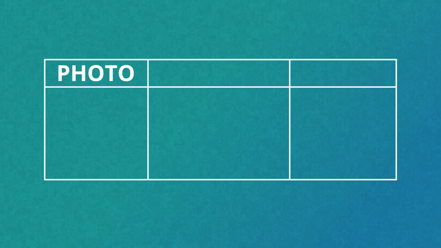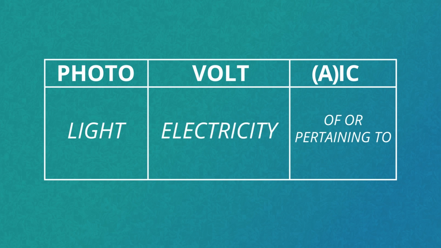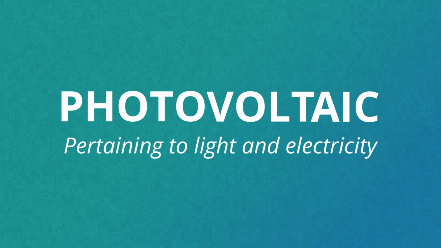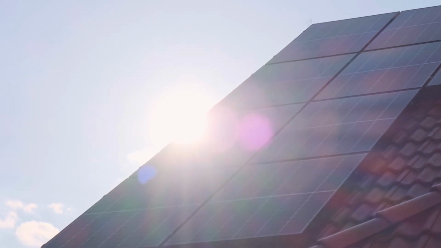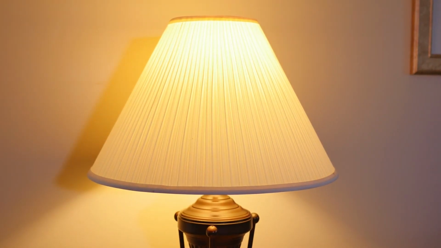Let's break that word down just a little bit. Photo is a prefix you might know. It means light. "ic" is the suffix, and it means of or pertaining to. The root word here is volt. A volt is a unit of measurement for electricity. So photovoltaic means pertaining to light and electricity. Pretty cool. Solar panels take the energy from the sun and convert it into direct current electricity.